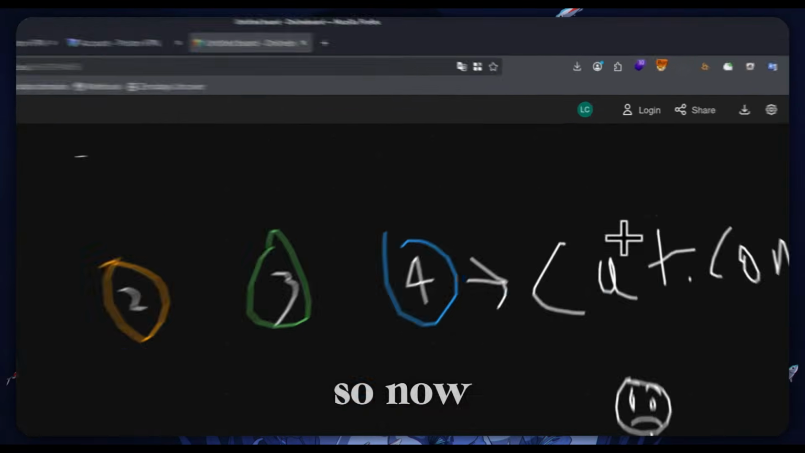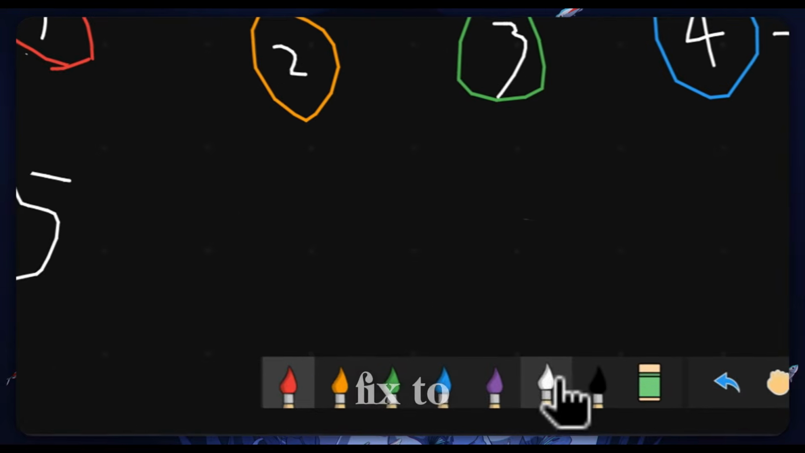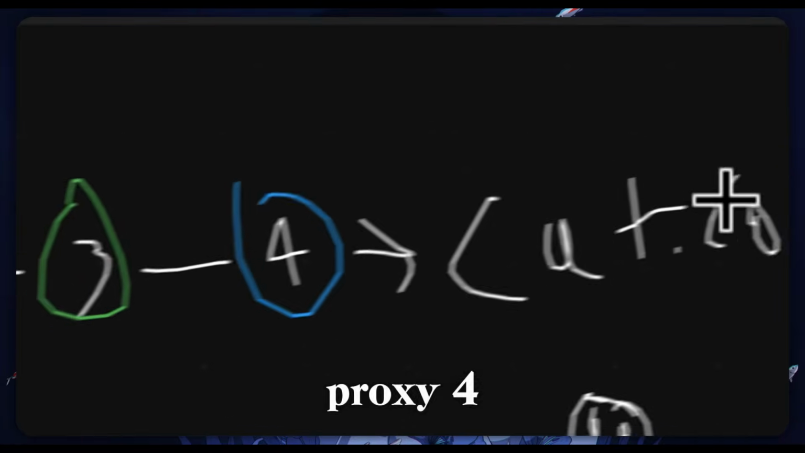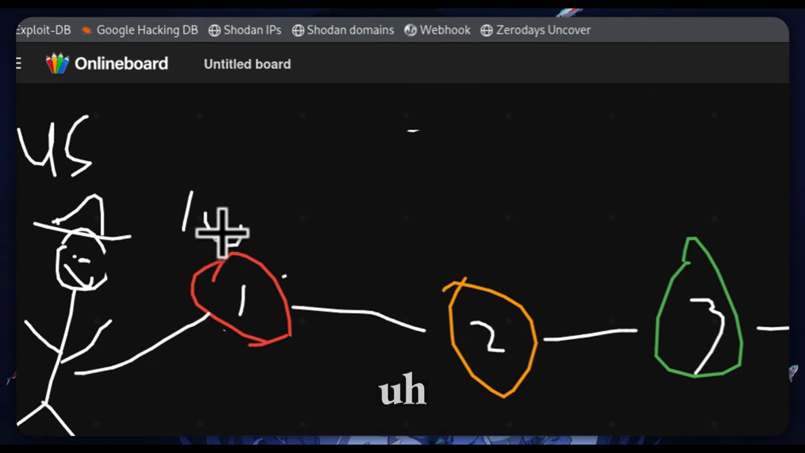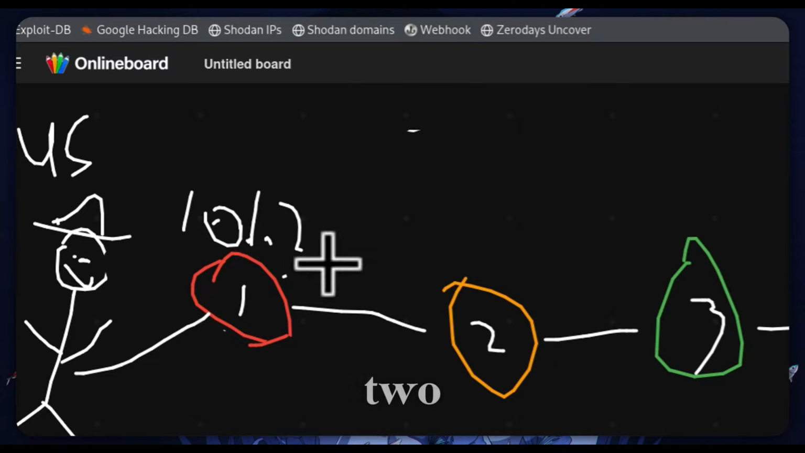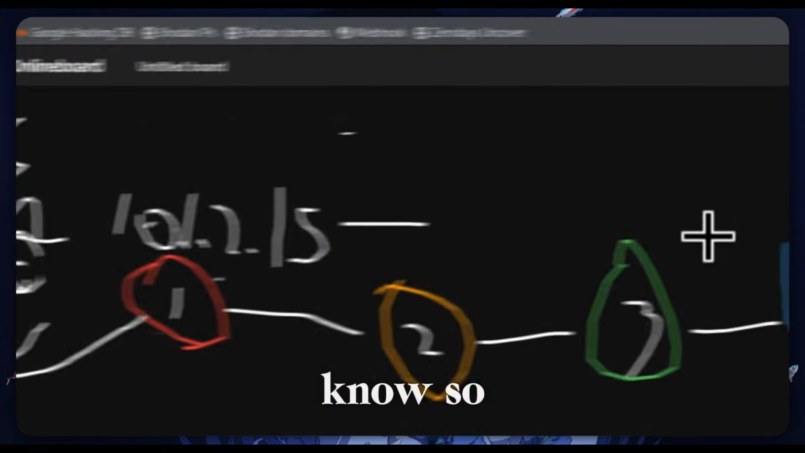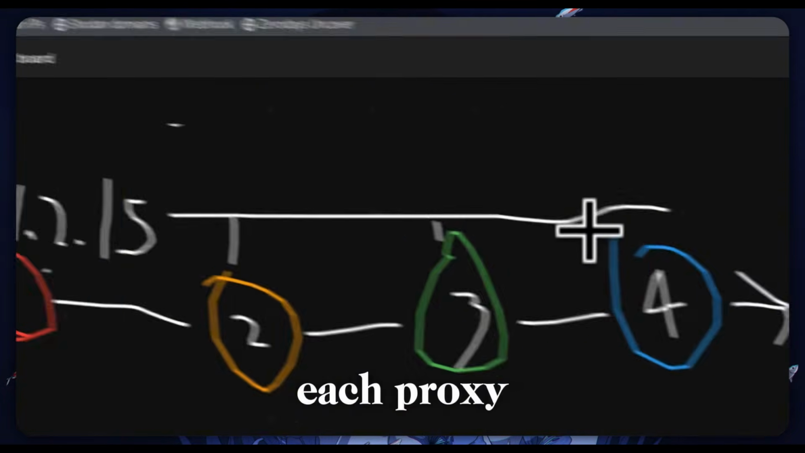Cool. So now we are going through proxy 1, which I will just fix, to proxy 2, to proxy 3, to proxy 4, to cat.com. So let's say this one is 10.something.1.2.15, and all of these, and so on and so on. They have different IP addresses for each proxy.